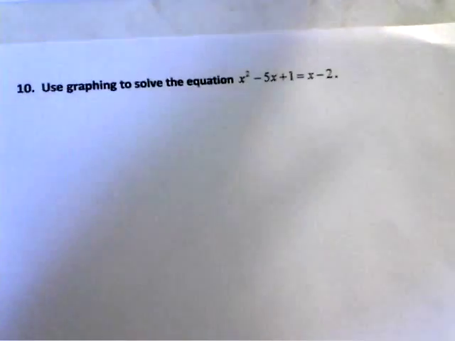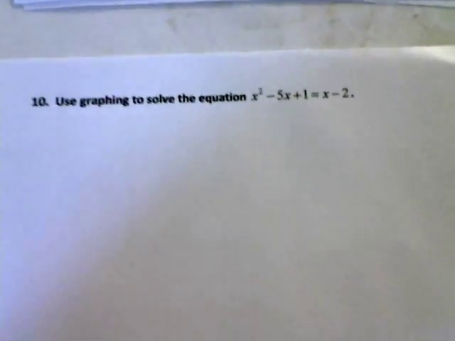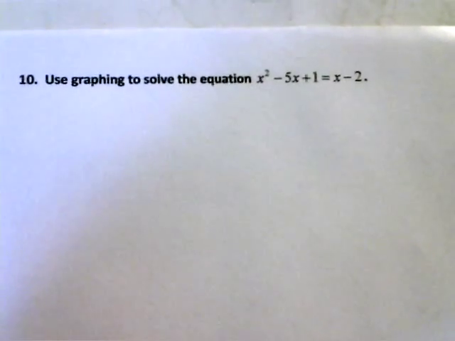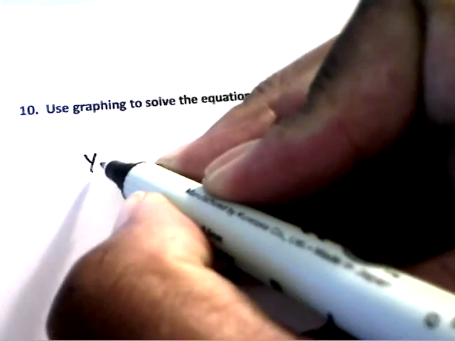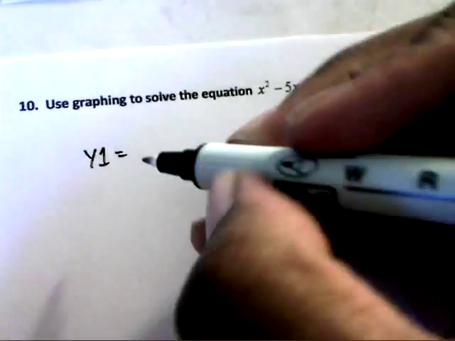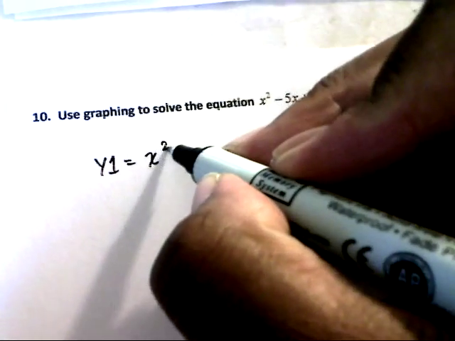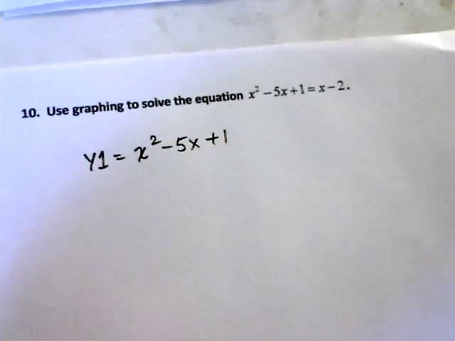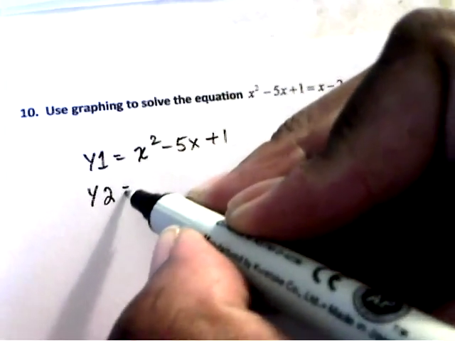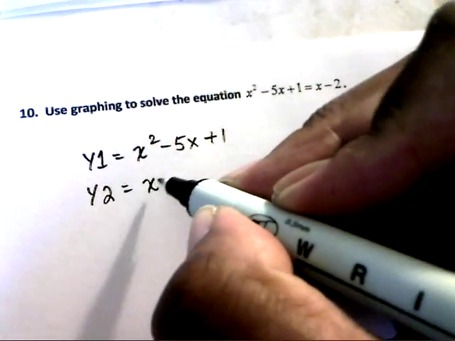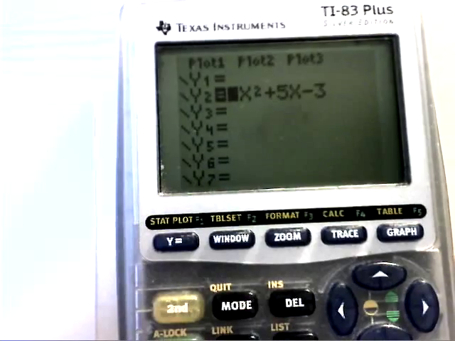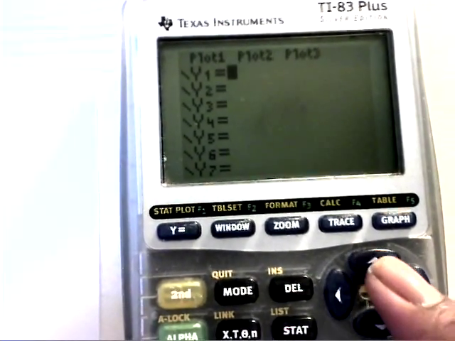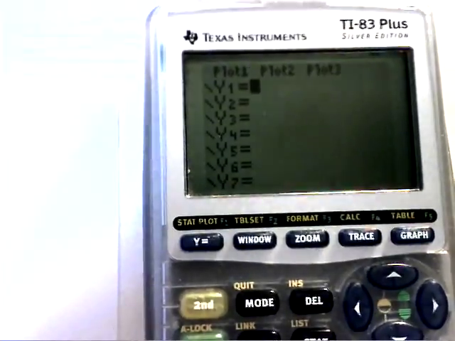And finally, number 10. Use the graph to solve x squared minus 5x plus 1 equals x minus 2. And here's what I'm going to do. y1 will be the expression on the left-hand side, x squared minus 5x plus 1. y2 will be the expression on the right side, x minus 2. So in the calculator, go to y equals. Let's clear these two equations. Hit the clear button for the first one, and then hit your down arrow key to clear the second, and then go back up to y1 using your up arrow key.